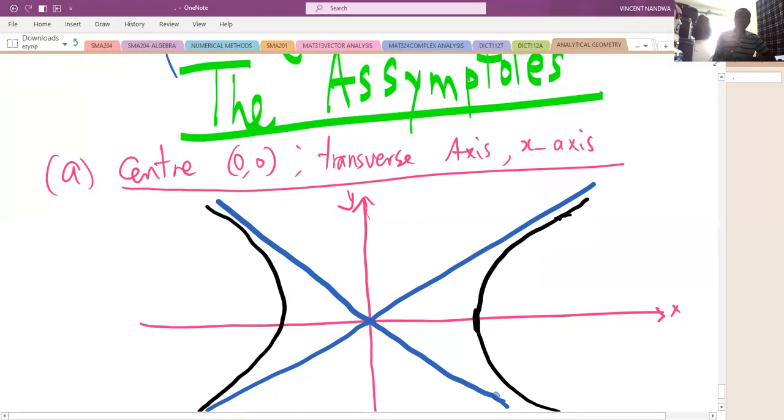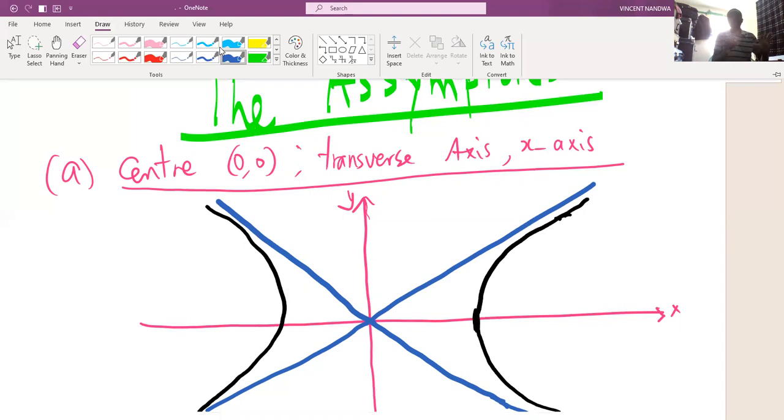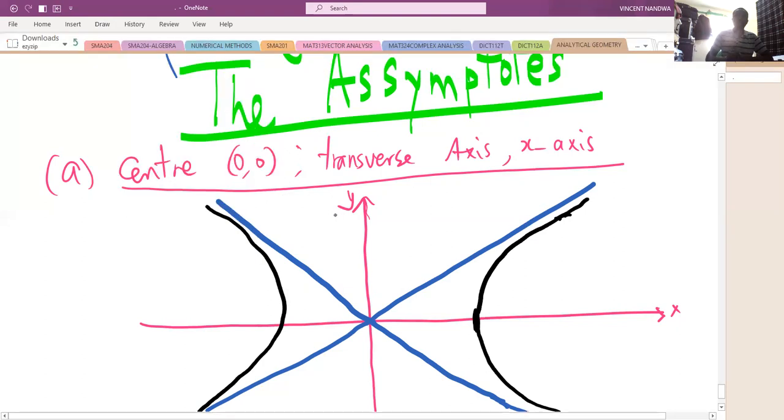So these lines in blue are what we call asymptotes, whereby the arms of the hyperbola seem to be tending to as the value of x increases for this case. So these two lines, these are what we call asymptotes. So these two lines here.